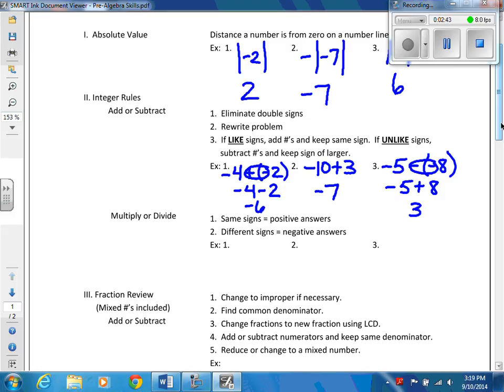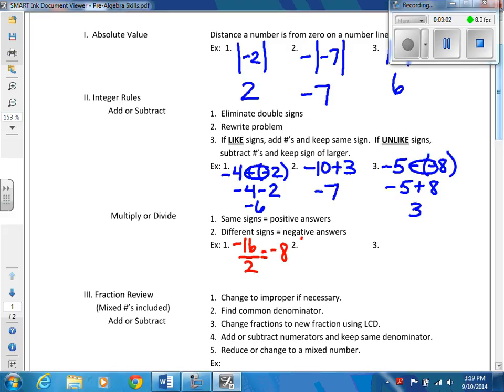With multiplying and dividing, the signs are a little easier to remember because there's not as many rules around them. If the signs are the same, your answer will always be positive. If the signs are different, your answer will always be negative. So for instance, if we have -16 divided by 2, a negative divided by a positive is going to be a negative. So the answer is -8.